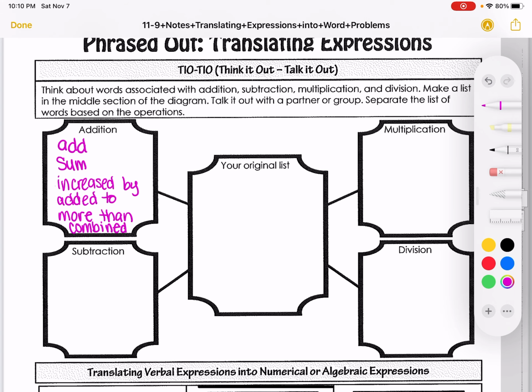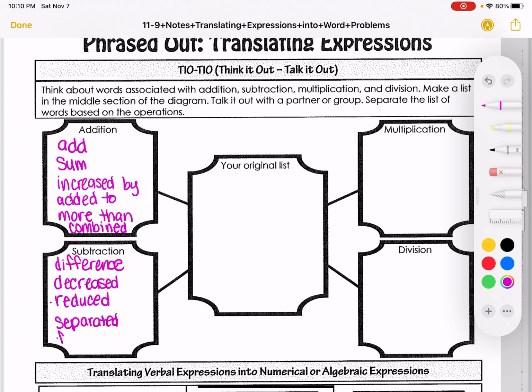For subtraction, obviously, if they say something like subtract or find the difference, decreased or reduce, those are all indications of subtraction. And then two other ones that we don't see as often are separated or fewer. So that's it for addition and subtraction.